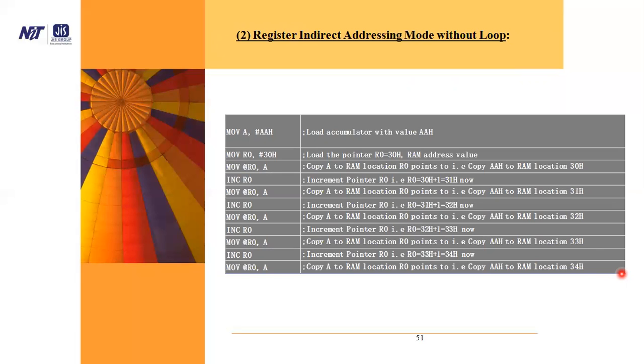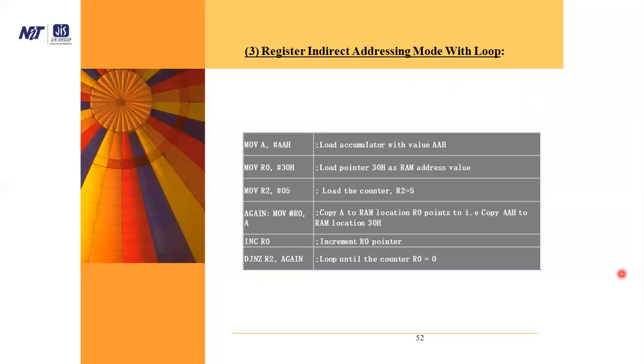INC R0, increment pointer R0 equal to 31H plus 1, it is 32H. Then MOV @R0, A. Copy A to the RAM location R0 points to, that is, copy AAH to RAM location 32H, and it is repeated up to 34H.